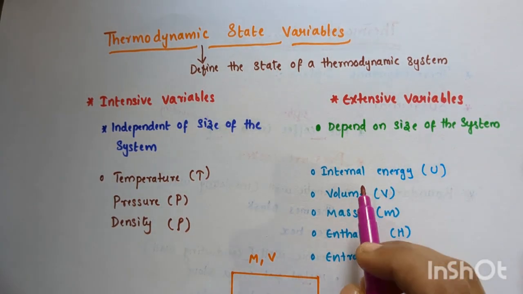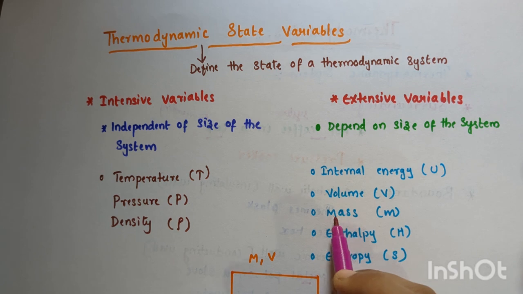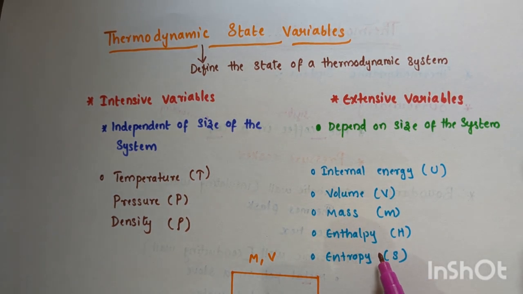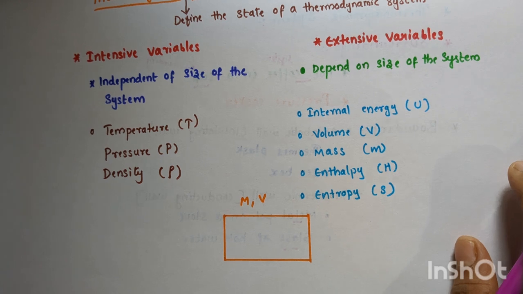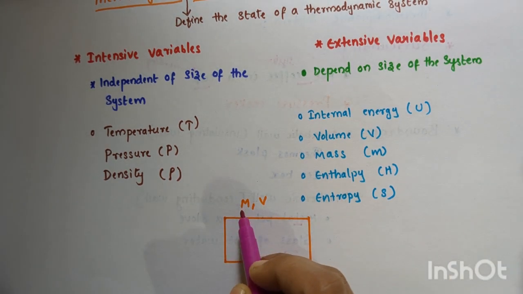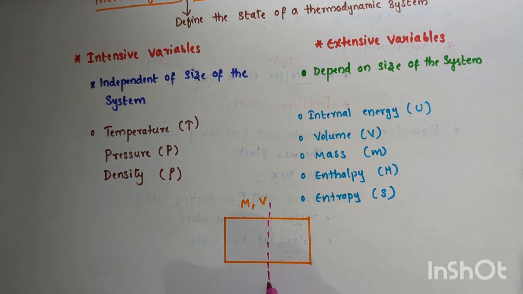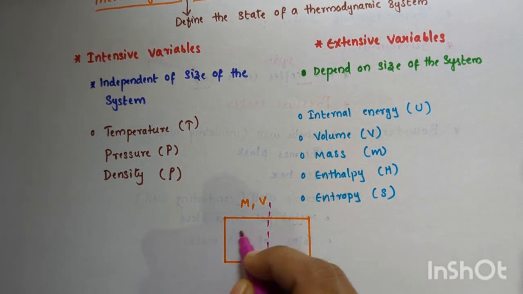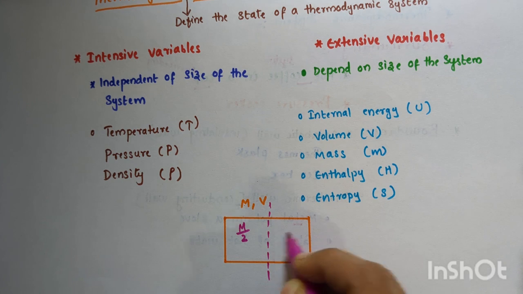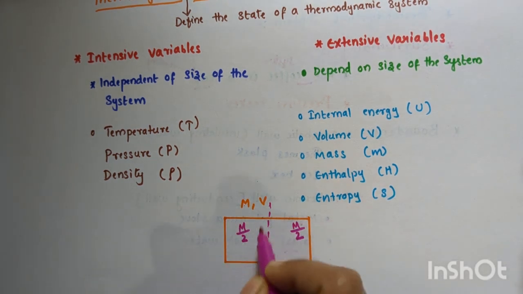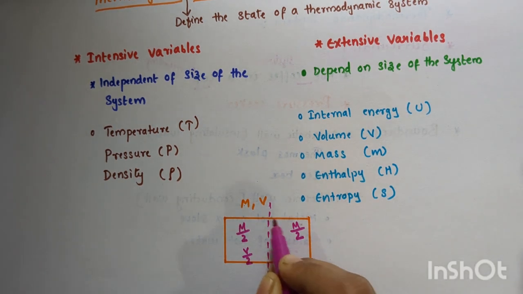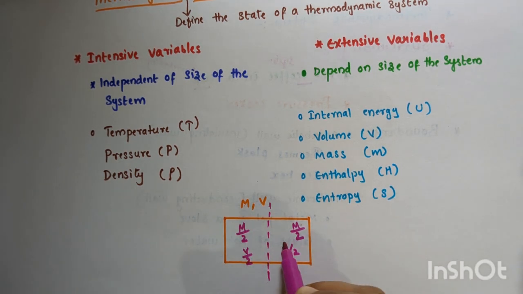Some examples of extensive variables are internal energy, volume, mass, enthalpy, entropy, etc. For example, suppose we are considering a system of mass m and volume v. Suppose this system is divided into two equal parts. Then this part will have the mass m by 2 and this part will have the mass m by 2. And you see the volume also reduced, no? This half will have the volume v by 2 and this half will have the volume v by 2. So here mass and volume change.